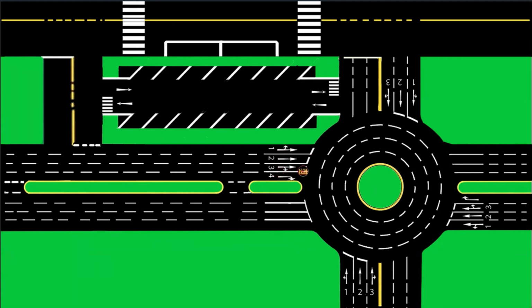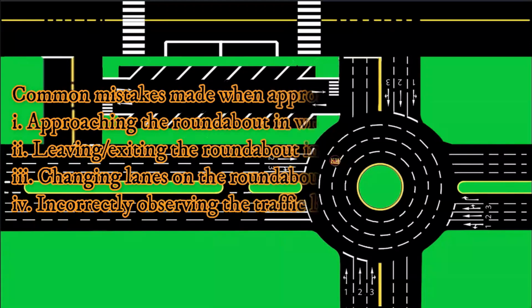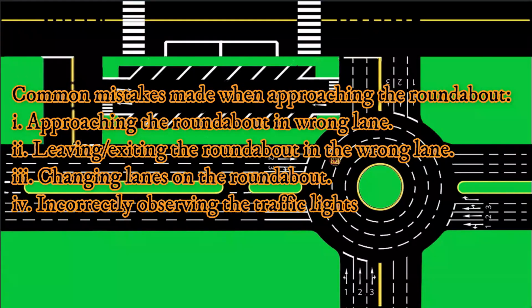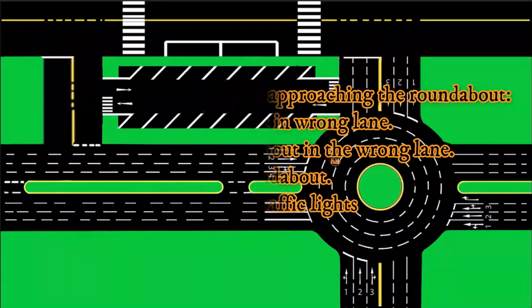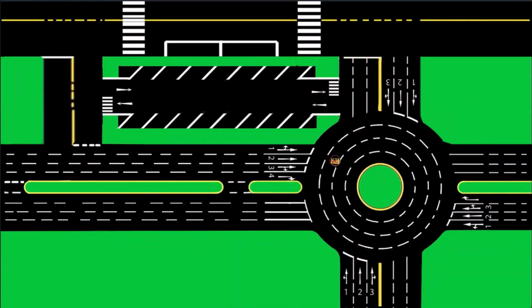However, there are some common mistakes that drivers normally make when approaching the roundabout. The first mistake is approaching the roundabout in a wrong lane. The second mistake is leaving or exiting the roundabout in the wrong lane. And the third mistake is changing lanes on the roundabout. And the fourth one is incorrectly observing the traffic lights.